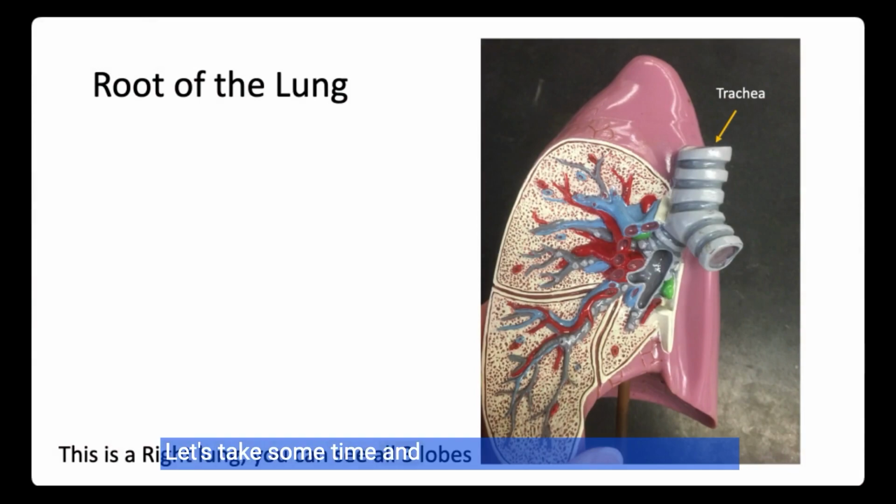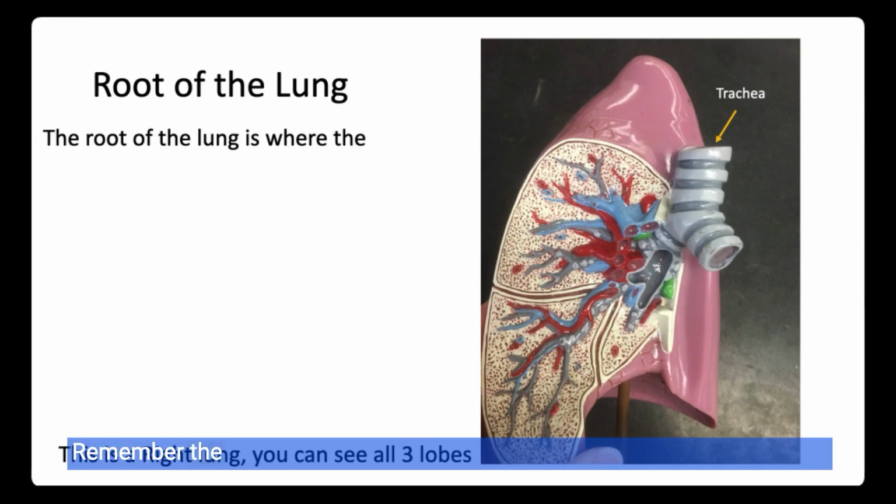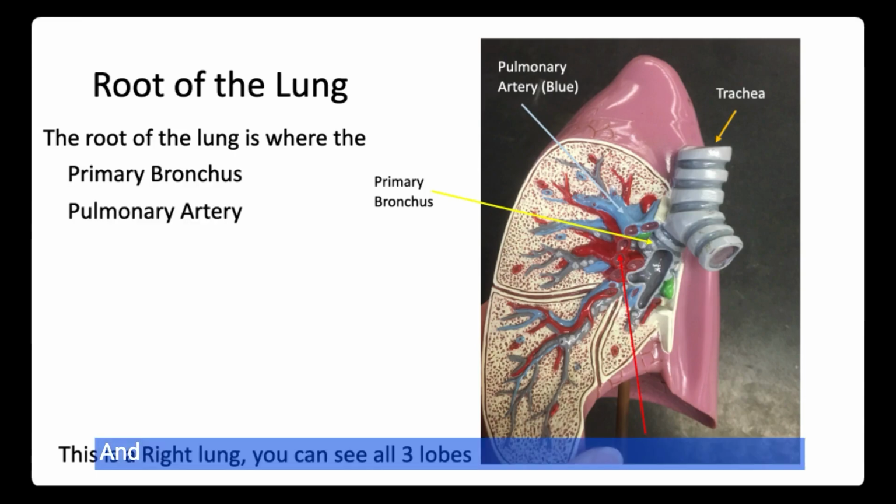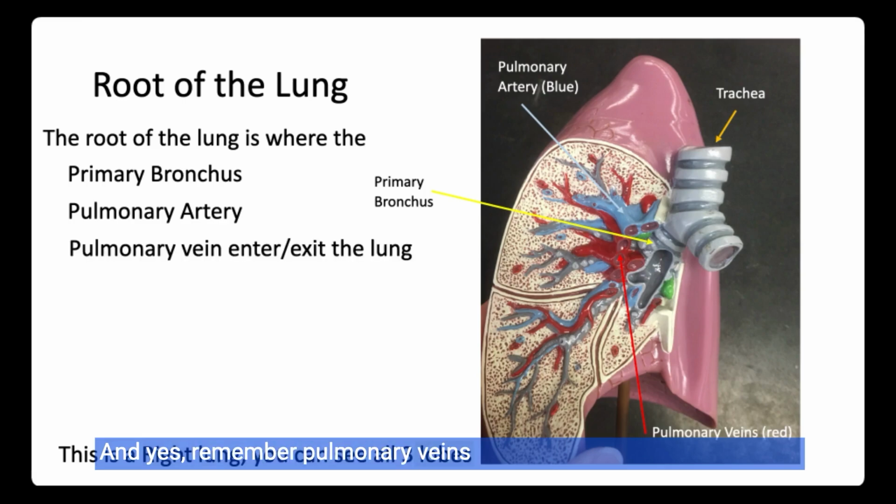We'll take some time and talk about the root of the lung. Remember, the root of the lung is where we find the primary bronchus. What else? That's right, pulmonary artery. And yes, remember, pulmonary veins will enter and exit the lung here.